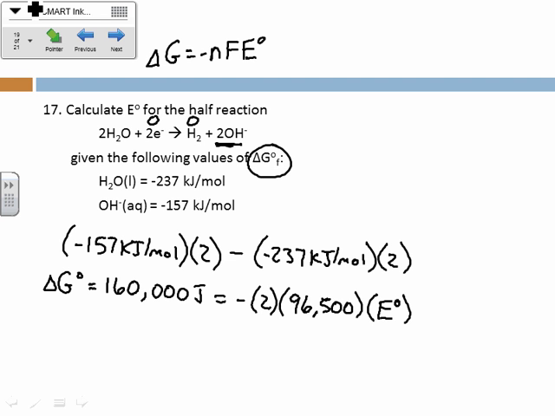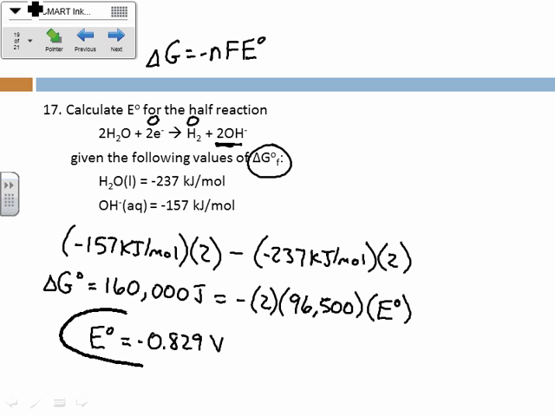Alright, so once we figure this out, we're going to end up with an E of negative 0. How many sig figs here? 829. And that's going to be volts.